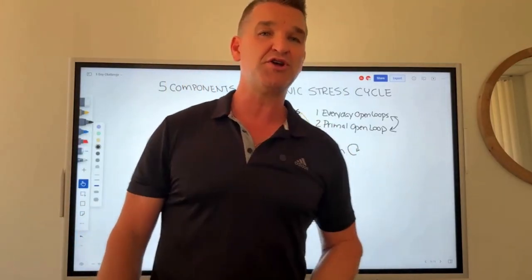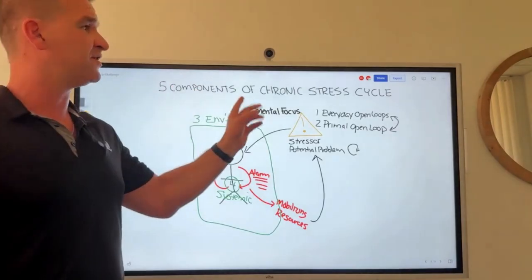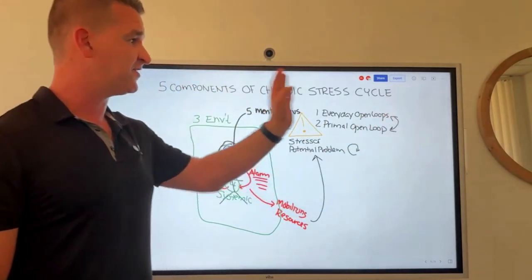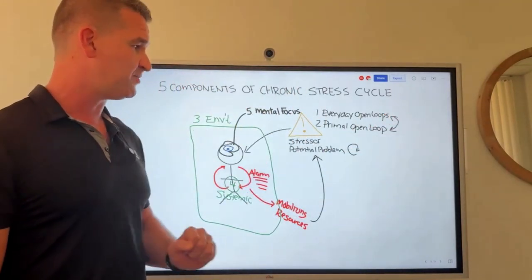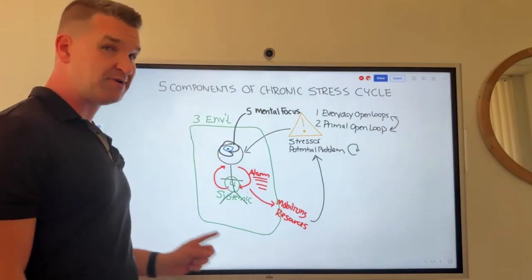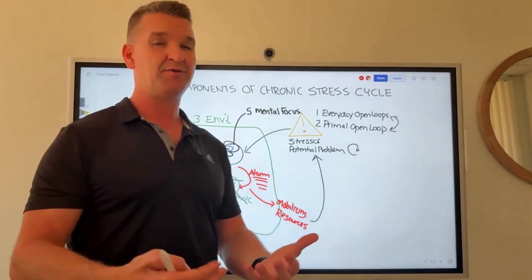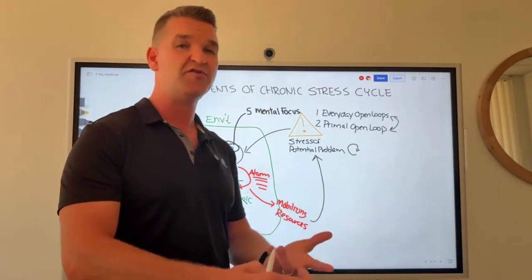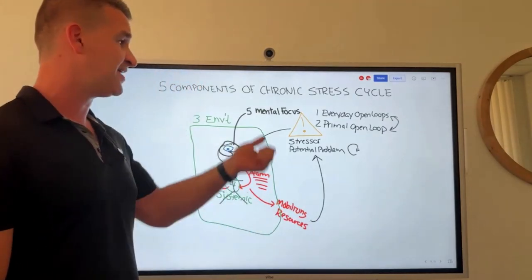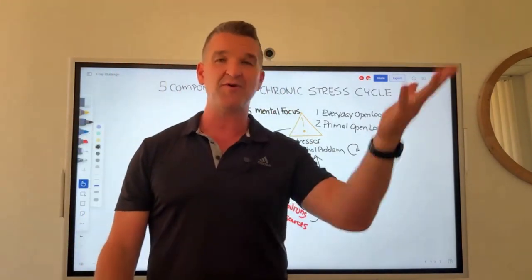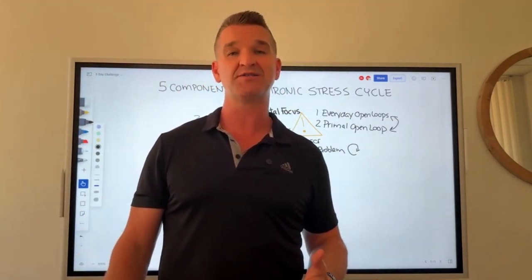So those are your 5 main components of the chronic stress cycle. We've got everyday open loops, we've got primal loops, we have your environment, okay? Your systemic well-being, what's happening with yourself from a sleep, food, movement, outside, sun standpoint, and then mental focus. What am I focused on? Where is my mind focused?